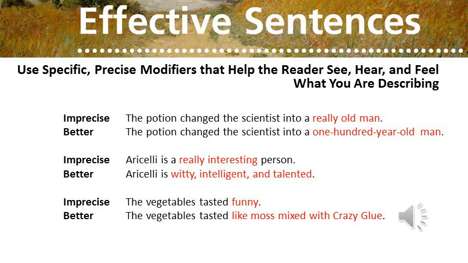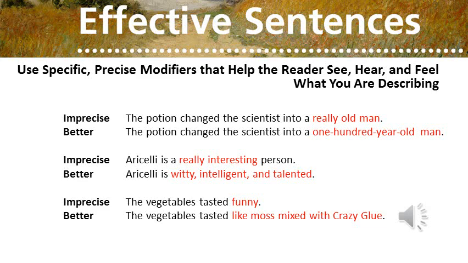In the same way you want to use descriptive verbs, you also want to use descriptive and specific modifiers because they allow the reader to see, hear, and feel what you are describing. So let's look at the first example here. The potion changed the scientist into a really old man. That's not very descriptive, okay? The potion changed the scientist into a 100-year-old man is very precise. That's what you want to be focusing on.